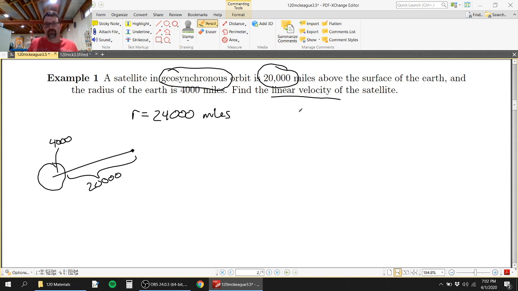Now, when we're asked to find linear velocity, we're talking about v. Find v. And our nice little formula is v equals r omega. We've got r, so it is just a matter of writing down omega in terms of radians, and we'll be all set. Now, geosynchronous is what tells us about the angular velocity. What we know is that a satellite in geosynchronous orbit takes 1 day to go all the way around the Earth. So in other words, we have one full rotation in 1 day.